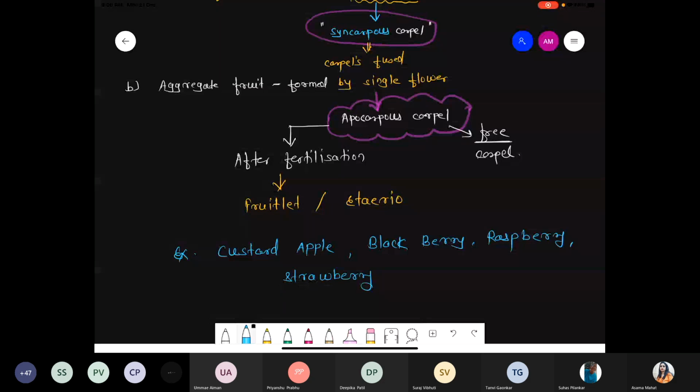Okay, so remember this point. हमने यहाँ पे berry लिखा हुआ है, but it is a part of the aggregate. Single flower, inside the single flower, many carpels are present, which is present in a free form. That's why they can form a fruitlet, and that fruitlet simply is called as the etario condition. Chalo. And the last point, number 3, composite or multiple fruit.